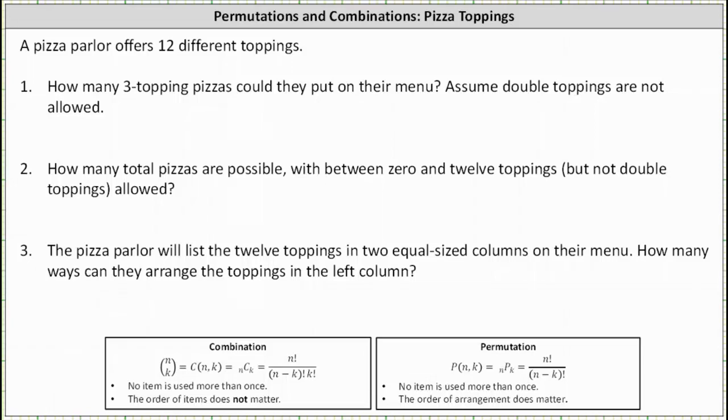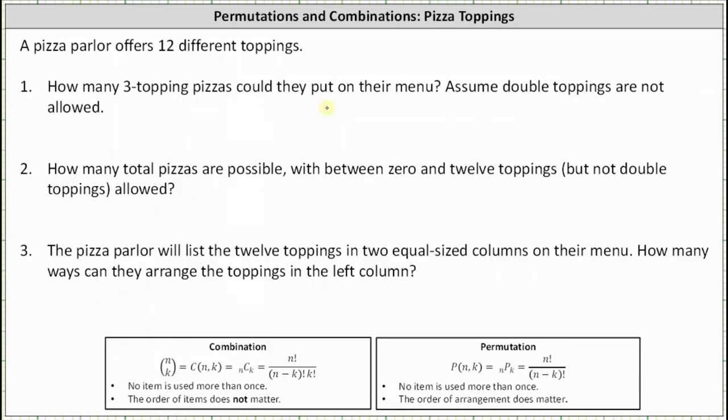Pizza Parlor offers 12 different toppings. Number 1, how many 3-topping pizzas could they put on their menu? Assume double toppings are not allowed. The order in which toppings are applied to a pizza does not affect the type of pizza, which means the order does not matter, and therefore we can answer the question using a combination.